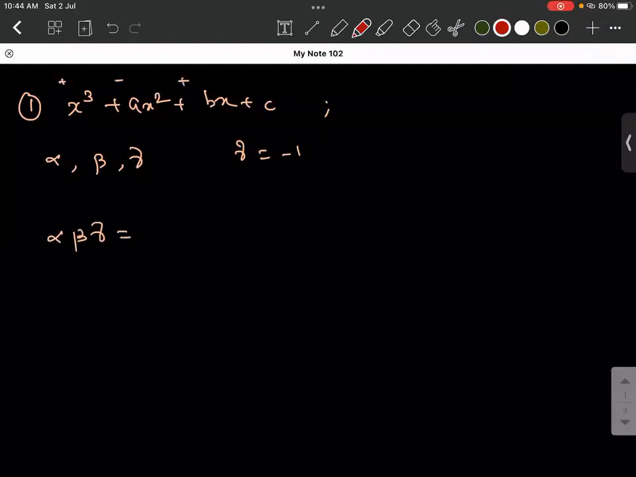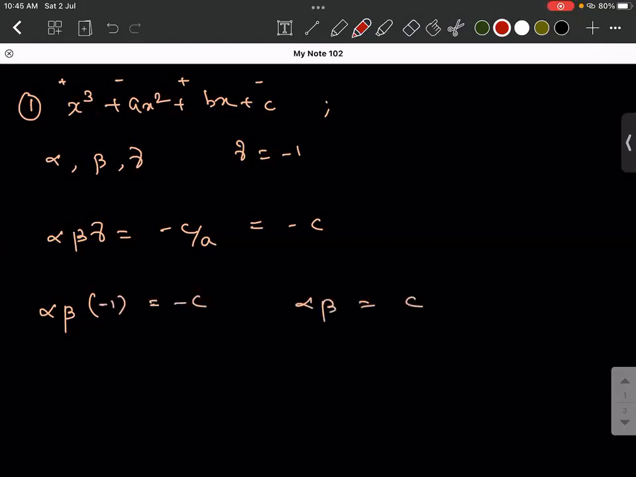Plus, minus, plus, minus. Minus c by a. In this case, it is minus c by a, which is 1. So alpha into beta into -1 should be minus c. So alpha beta should be equal to c. So you need the relation, then the product of the other two zeros.